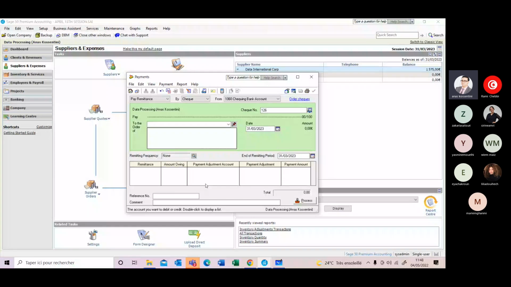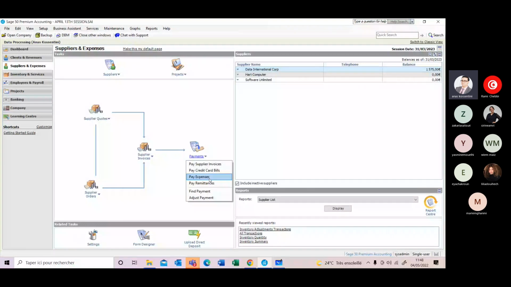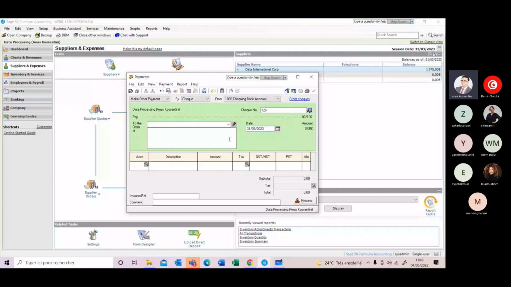So finally we can go from here, or I go to payment, pay expense. You will find it easy. No problems. But let's stay here, but I will get back to that. Zakaria said that okay, we can record it there. What shall I do next?